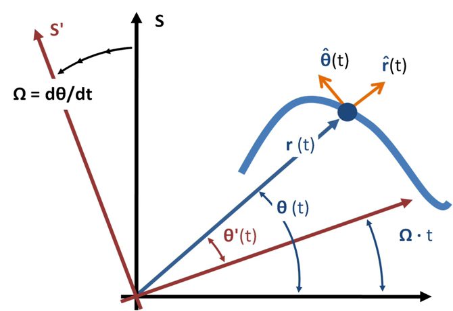Unit vectors are defined in the radially outward direction \hat r = (\partial \mathbf r/\partial r) = (cos θ, sin θ), and in the direction at right angles to \mathbf r, \hat θ = (\partial \mathbf r/\partial θ)/r = (−sin θ, cos θ). These unit vectors vary in direction with time.